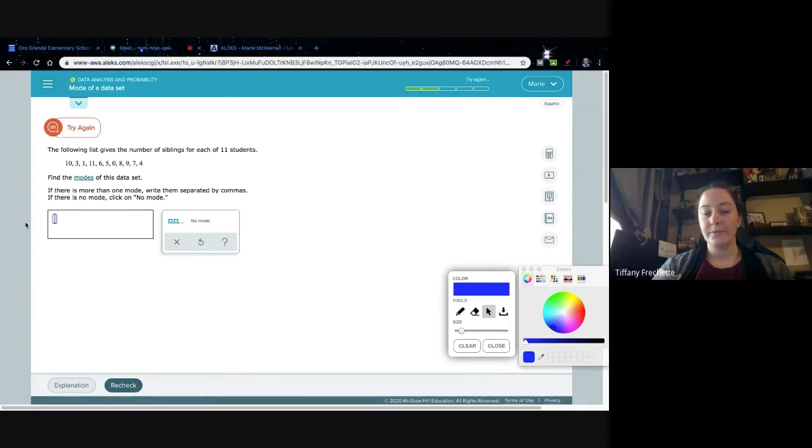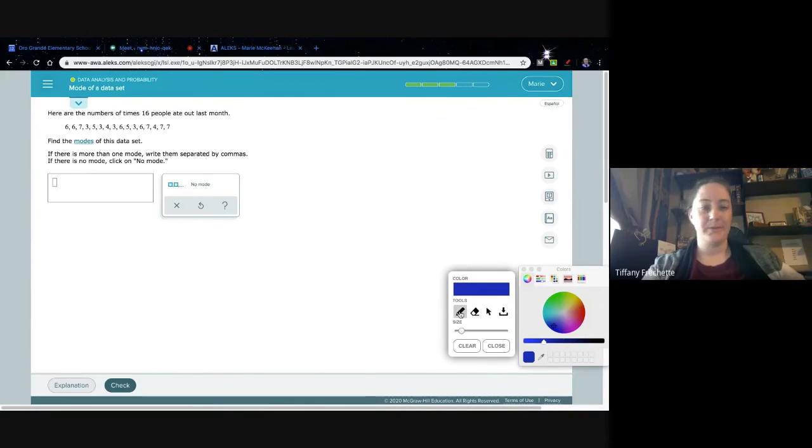Oh, you know what? I think it's going to want us to click no mode because they're all exactly the same. Oh, darn it. I wasn't paying attention. I just automatically said, oh, they're all the same. Let's go put them all in. But since they were all exactly the same, that actually means no mode. Silly me. All right, we're going to try one here. Okay.